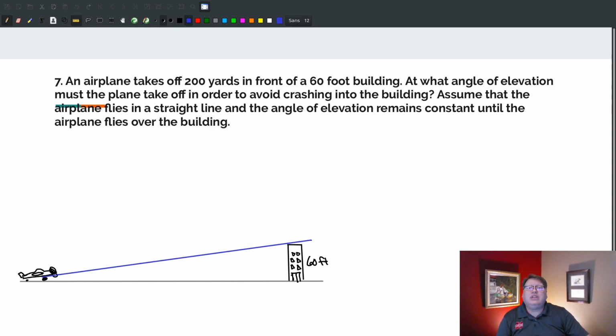Okay, so we're going to say the minimum angle of elevation would be to the top of the building. Now obviously it would need to be above that to miss the building, but just for sake of the problem, we're going to say the absolute lowest angle of elevation would be measured to the top of the building. So we don't know exactly what this angle is. So we're going to call this theta. Theta is a Greek letter that's typically used for an angle measure. And we're told this is 200 yards.